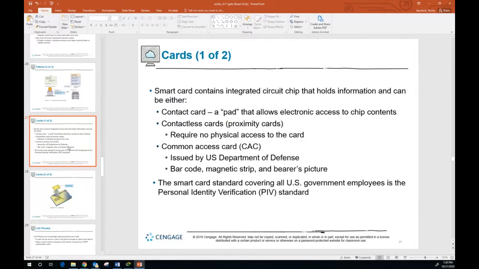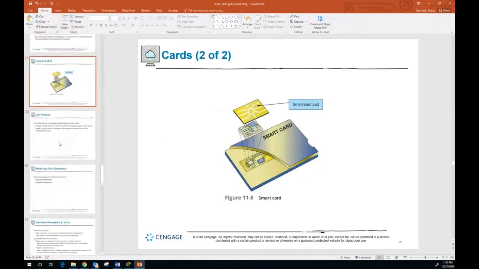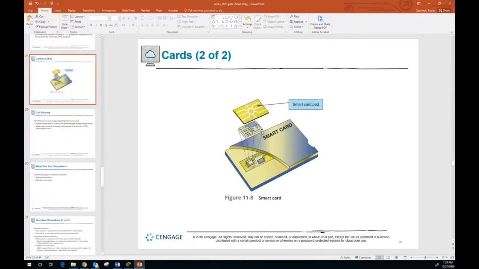All right, smart cards. They contain an integrated circuit chip that holds information. It can be either a contact card, which is a pad that allows electronic access to the chip contents. It could be a contactless card, a proximity card, which requires no physical access to the card, or it could be a common access card, which is something that's issued by the Department of Defense. And on that, it has a barcode, a magnetic strip, and the bearer's picture. This is an example of the smart card here. It does have the chip, and it's able to be read by the pad.